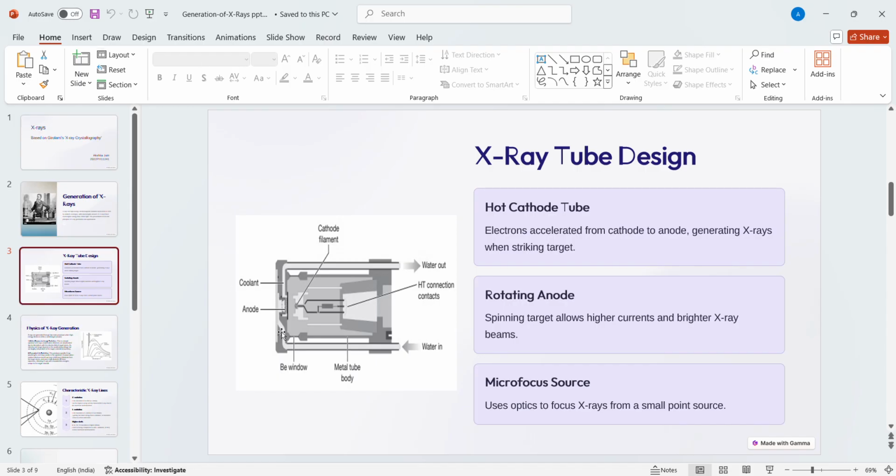This is the picture that represents the X-ray tube and its components. This is the cathode filament, this is the coolant, this is the anode, the window, and the metal tube body. Here the water goes in and here the water goes out. Between these the process occurs. This is the X-ray tube.